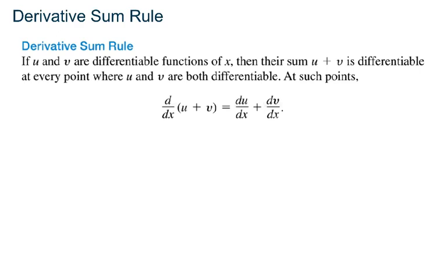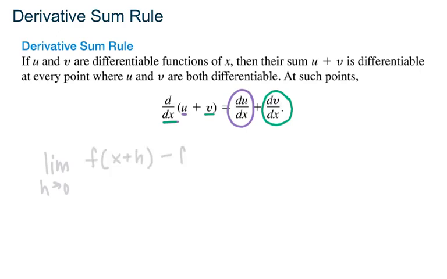So, for example, the derivative of this sum, u plus v, right? The derivative of u with respect to x is du dx. So I take the derivative of the first term, and the derivative of v, again with respect to x, is dv dx. Remember we have our limit definition of a derivative: the limit as h approaches 0 of f of x plus h minus f of x, divided by h, represents f prime of x.